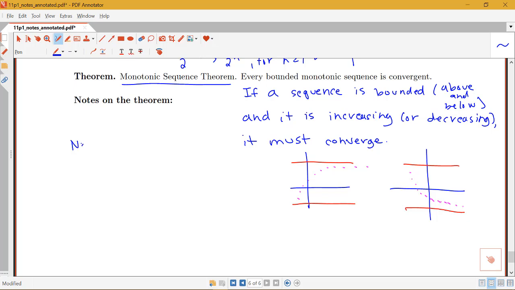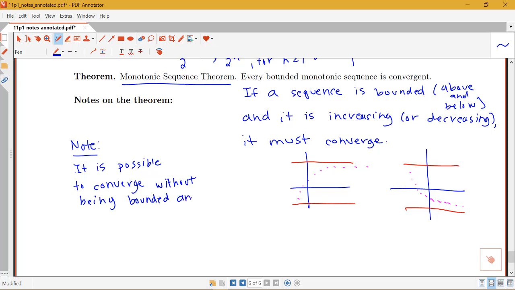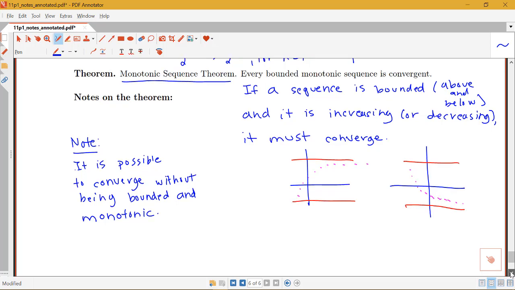Okay, so we just want to make a note about this. This statement doesn't say that just because a sequence converges, it has these two properties. So this statement doesn't go the other way. It is possible for a sequence to converge without being bounded and monotonic. It's not possible to not converge if the sequence is bounded and monotonic, but you could have a sequence that converges without being both bounded and monotonic.